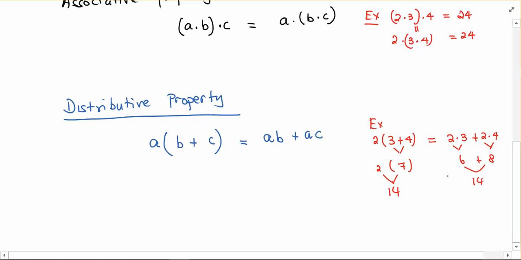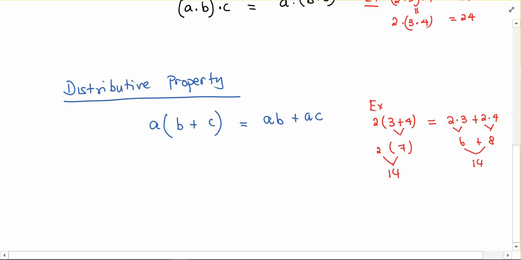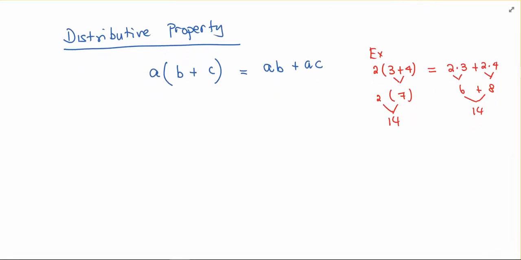Now you're sitting there going, well, Professor, it's a whole lot easier for me to do it the first way than worry about this distributive property. And you're right when it comes to numbers, but the real use of this is when we get to doing algebra. Right? And you literally will be using this process forwards and backwards. So that's distributive property.